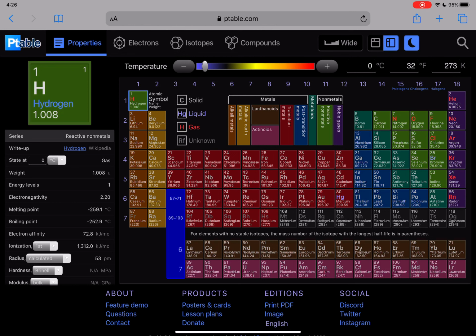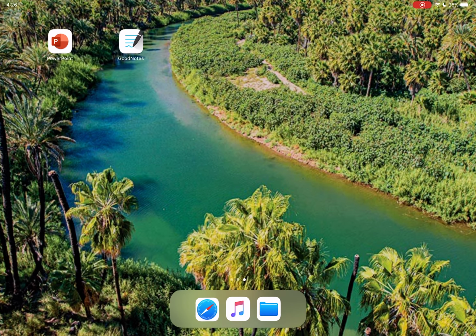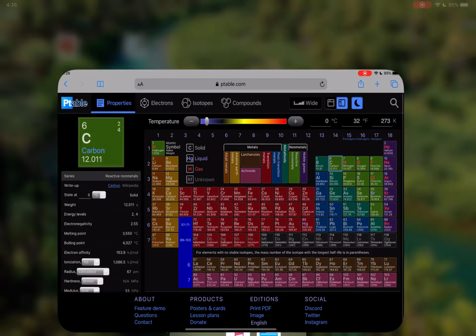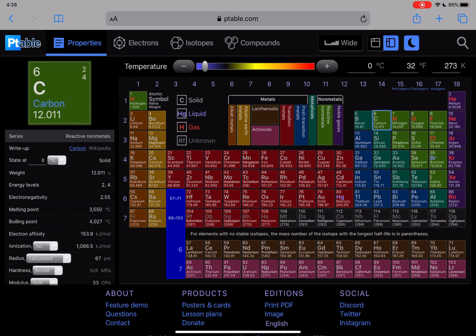So we're going to look at various elements and we're going to explain the numbers that are provided here and talk about what they mean. And the first number that we're going to focus on is usually at the top of this little square. Okay, so here's carbon, C. And if you see just above the letter C for carbon, there's a number 6. Okay, so that's the number I'm talking about.